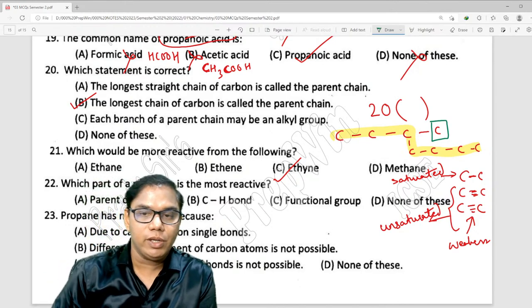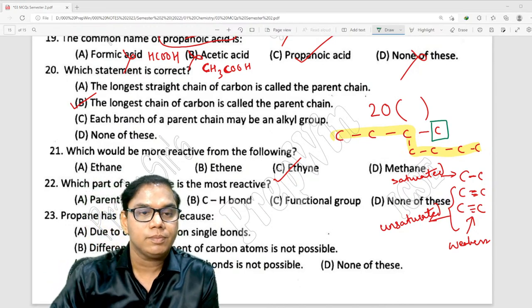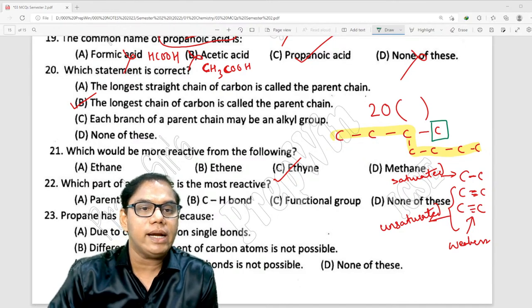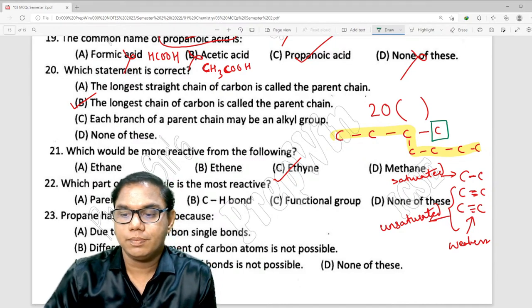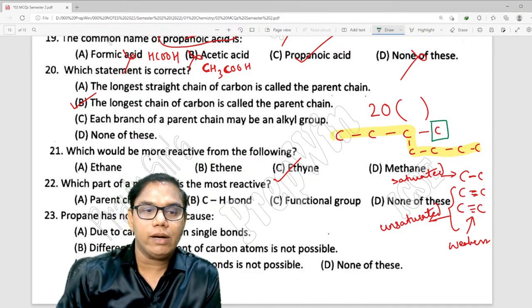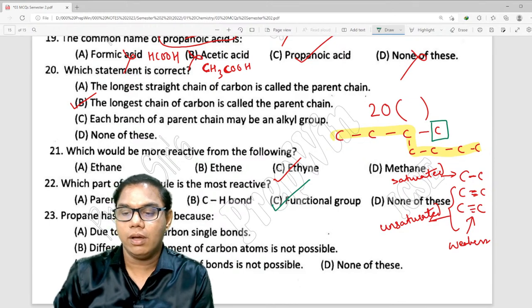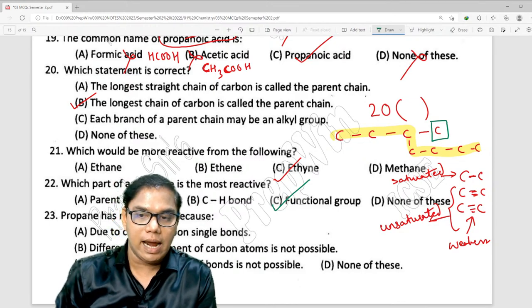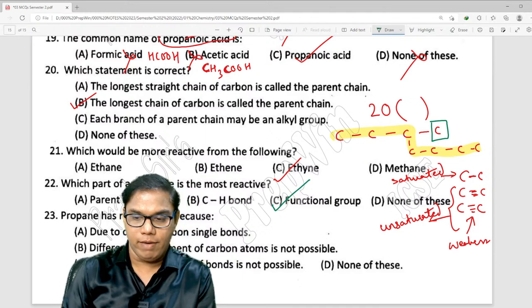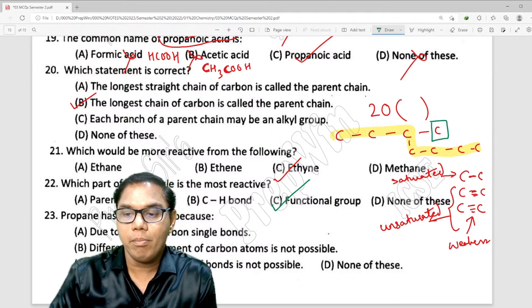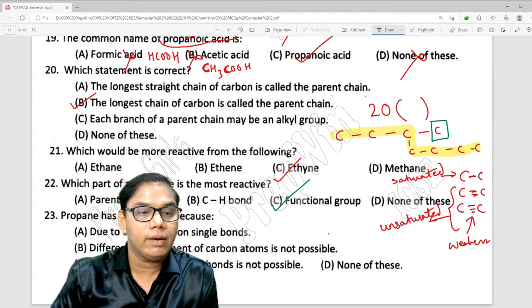The chain which comes out of the main or parent chain is called the substituent. Yes, you can ask me your doubts. Which is the most reactive? Functional groups are most reactive. We give them the smallest number when we number them in a main chain or a parent chain, right?